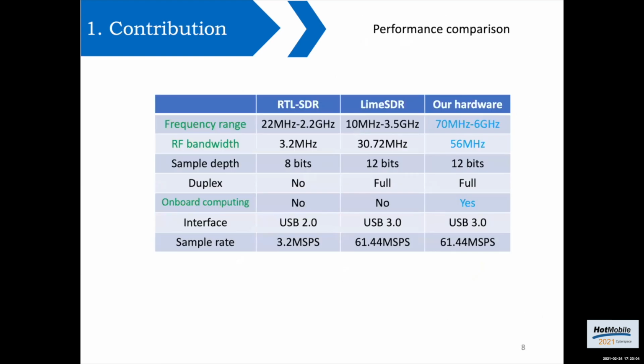This is a performance comparison with other commercial spectrum sensing platforms. Mobile phones can connect to an RTL SDR dongle via an OTG interface, but it can only provide very limited frequency range. LimeSDR is very popular, but it does not provide any support for mobile phone connection and has very limited mobility. Our platform can achieve wideband spectrum sensing and also has mobility, also an onboard computing capability.